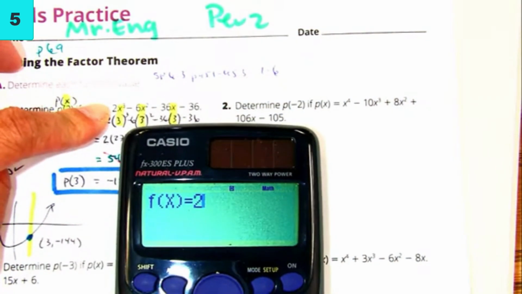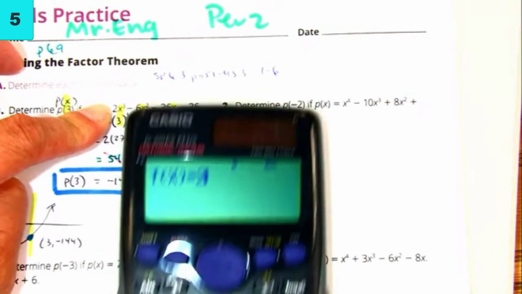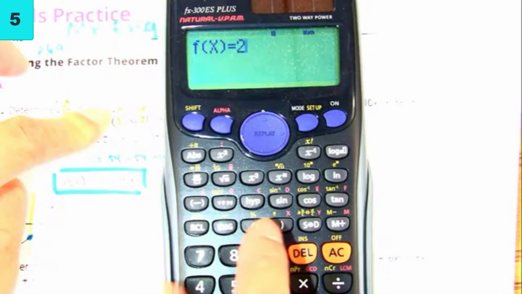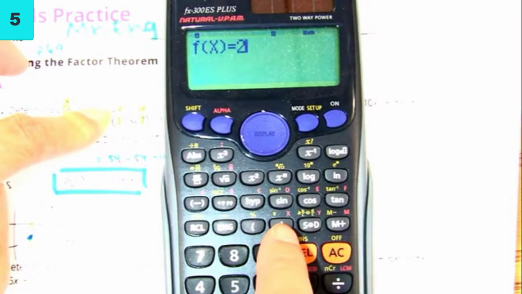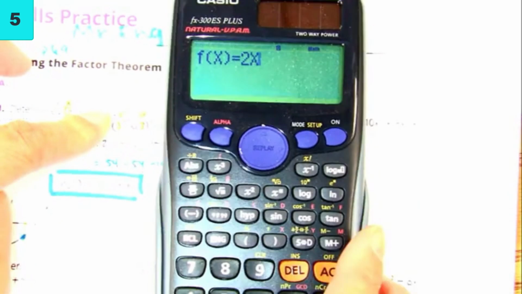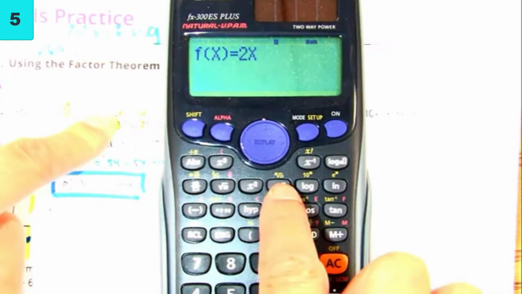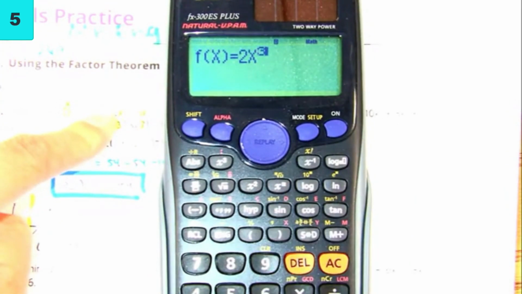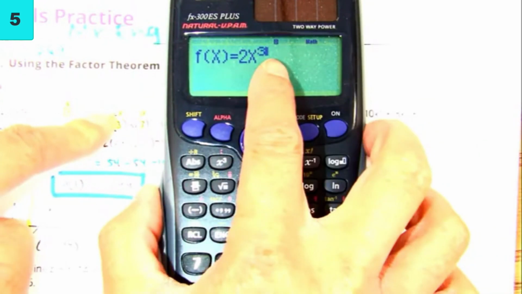X is in red over here. You see it? So I'm going to press alpha, close parentheses, to the third power. And to get rid of the exponent, you just go towards the right.